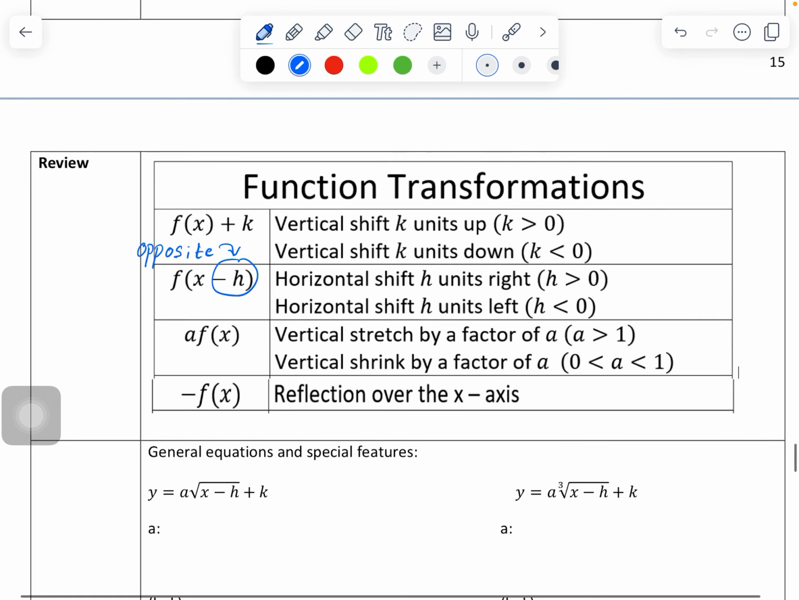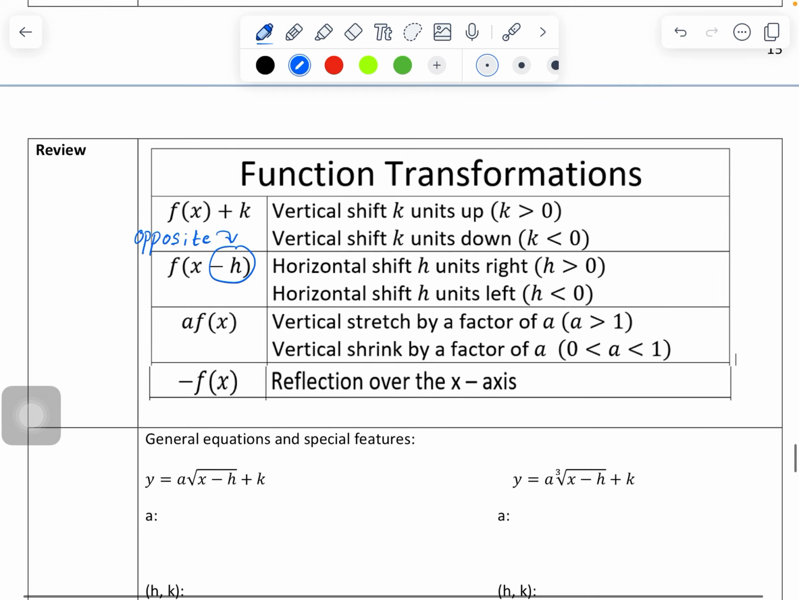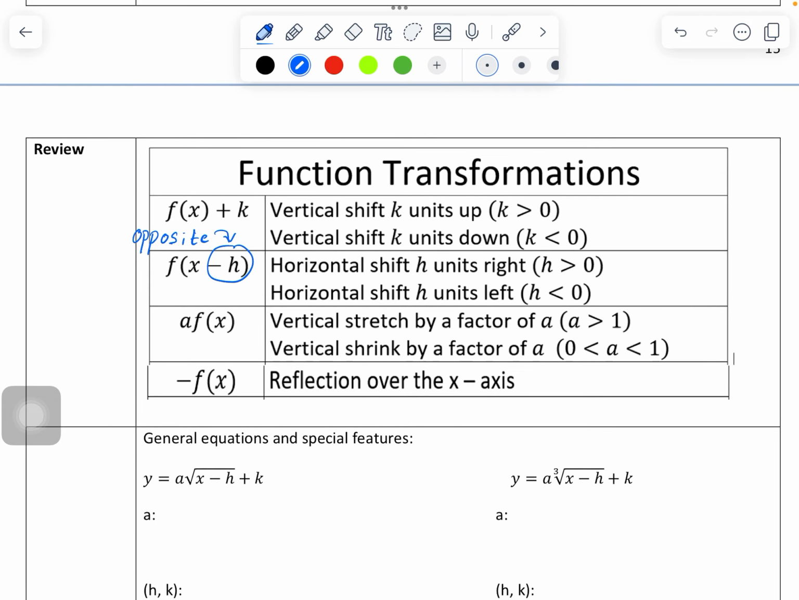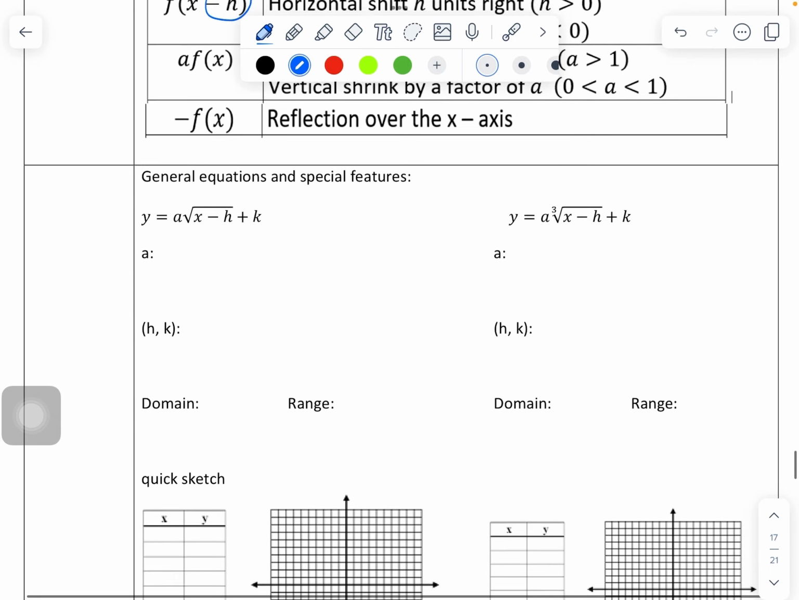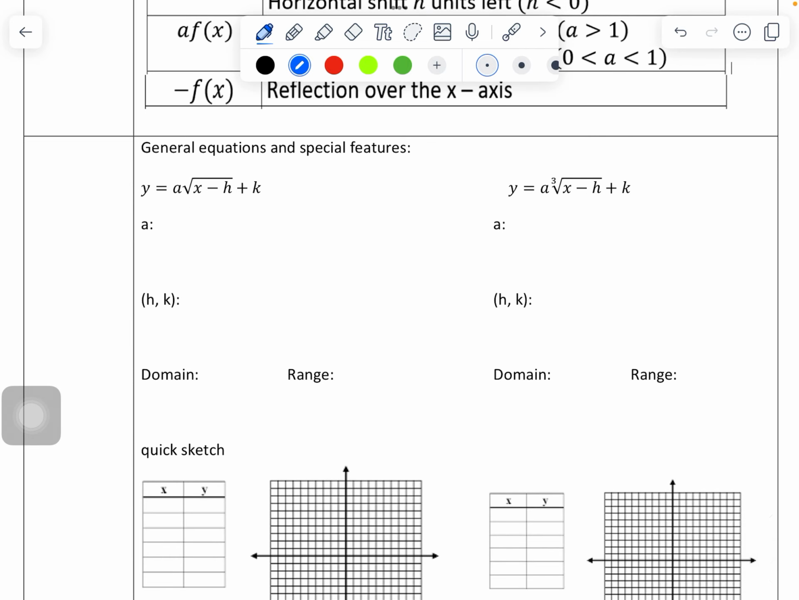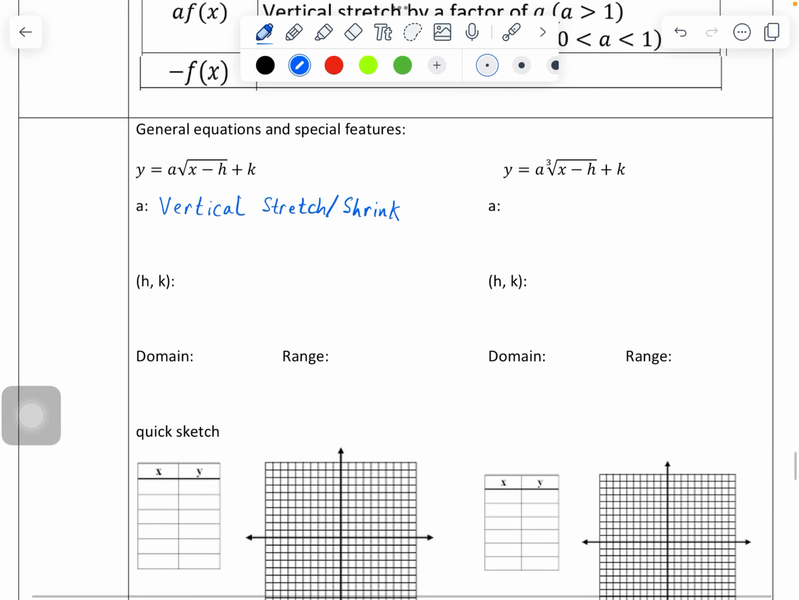And then we're going to be talking about the vertical stretch or shrink. We've seen that before, as well as some reflections if we have a negative. So let's start off with some general equations. A is going to be our vertical stretch slash shrink. And then our h and k, that is going to be our starting point. It's not so much the vertex anymore because it's not like a turning point. So we're going to think of it as just our starting point.